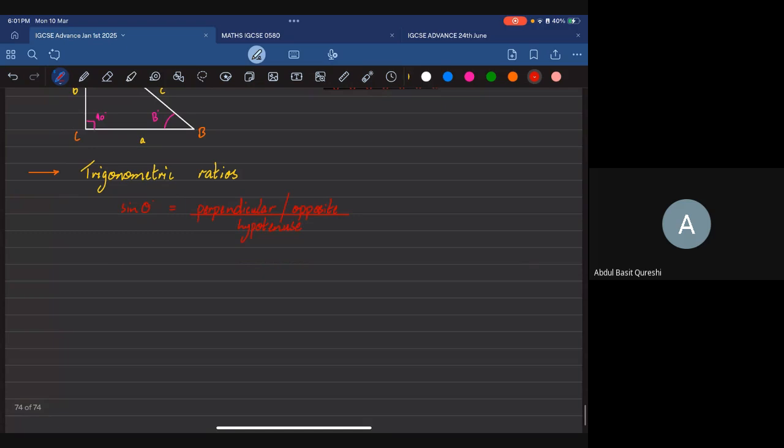Similarly, if you're using cos theta, it is going to be base or adjacent side. Adjacent to what? The angle that you're using. These are sides. You're taking ratios of sides. Adjacent side over the hypotenuse.